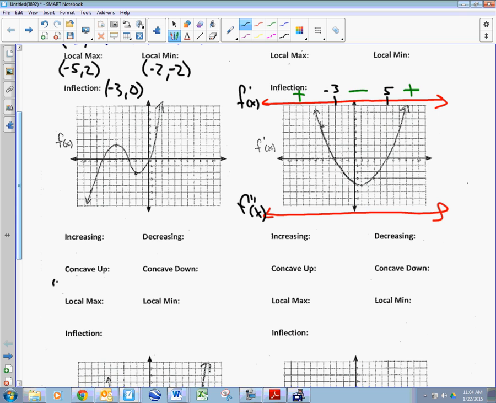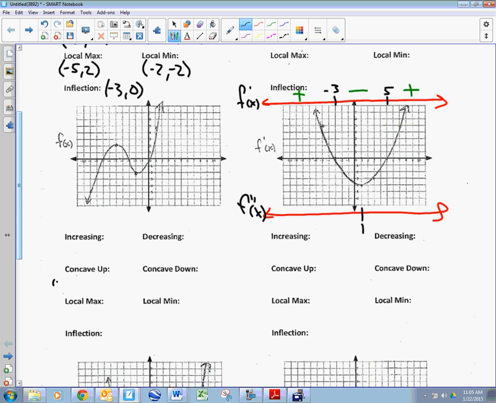When we look at f double prime. F double prime is the derivative of the derivative, correct? So I want to find where the second derivative is equal to 0. That's where the derivative of this graph is equal to 0. At what spot is the derivative of this graph equal to 0? 1. Tangent line is equal to 0 at that point.